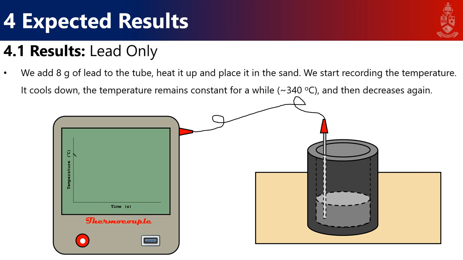In a similar fashion for the lead, you should expect the same form of graph, except now it should be higher because lead's freezing point is 340 degrees Celsius. So where tin had a freezing point over there, lead should reach it over there. And again, your liquid cools down, reaches the freezing point, remains constant for a while, and freezes down.